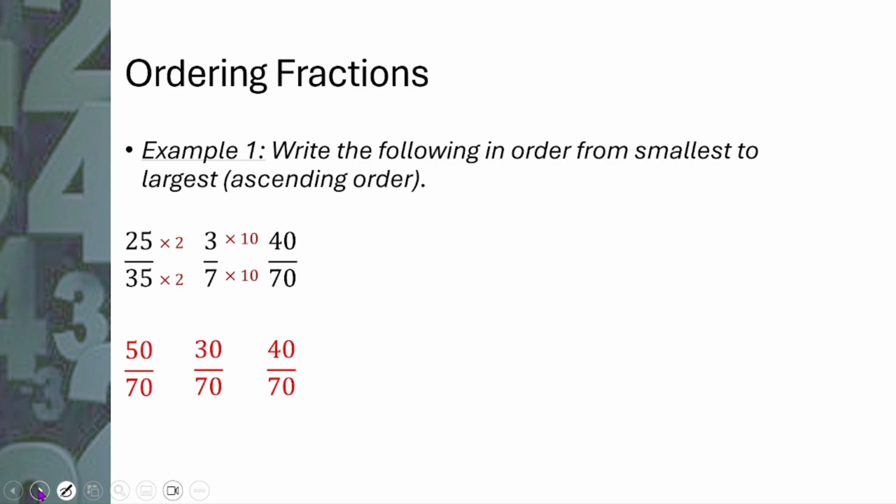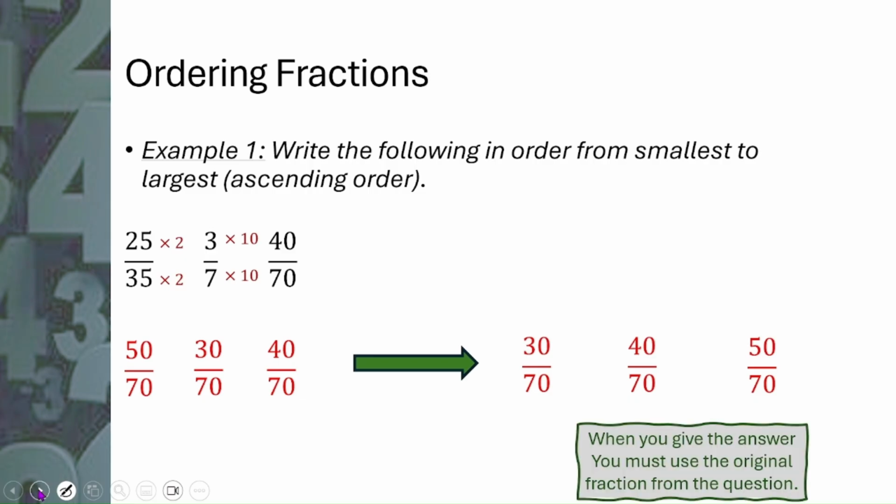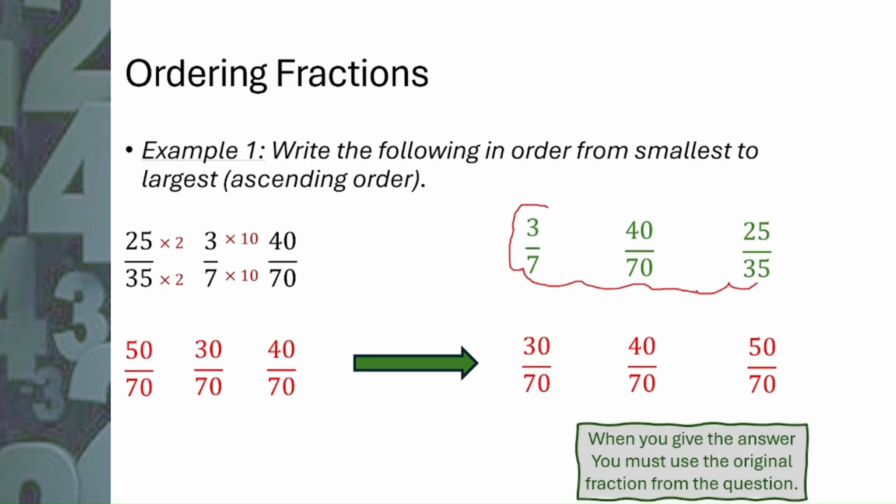We can use this information to order those particular fractions, 30 being the smallest of the numerators, 40 being the next smallest, and 50 being the biggest of the numerators. But that's not our final answer, remember. Our final answer must be in the form of the fractions given to us in the question. So just to clarify, our final answer must be using the same fractions that they gave us in the question.